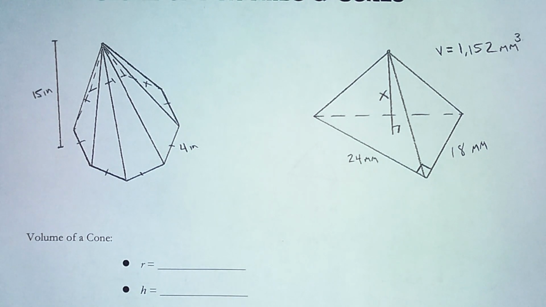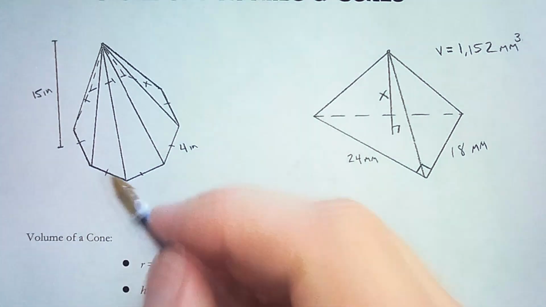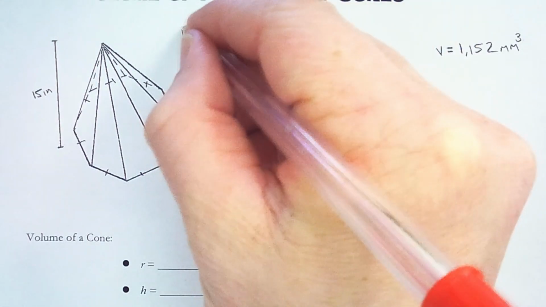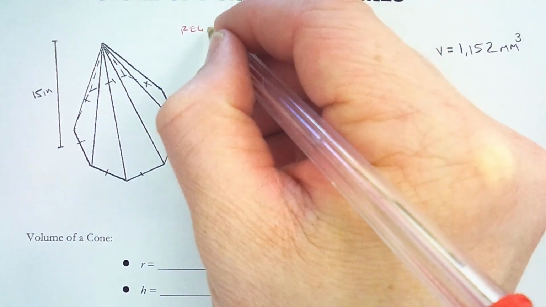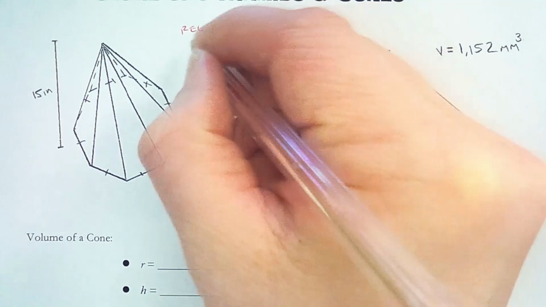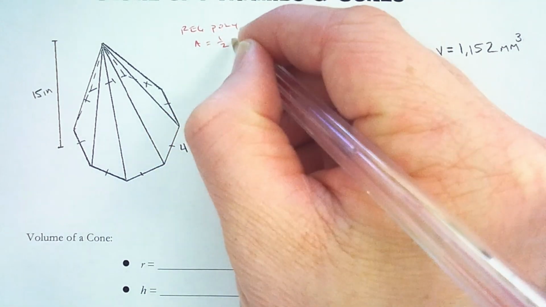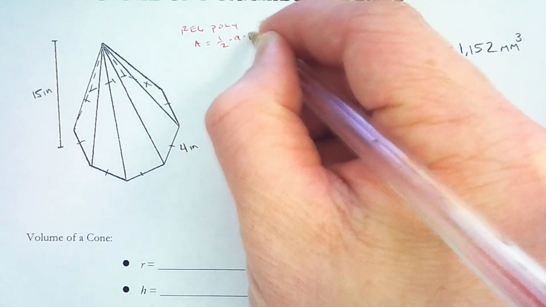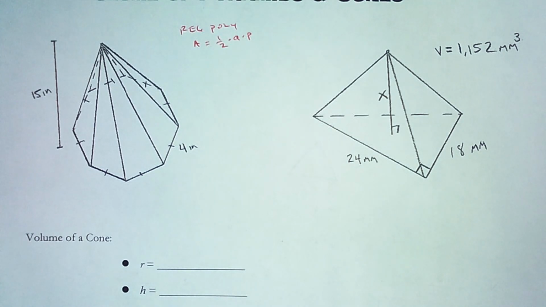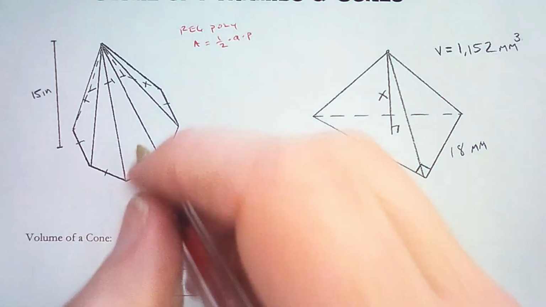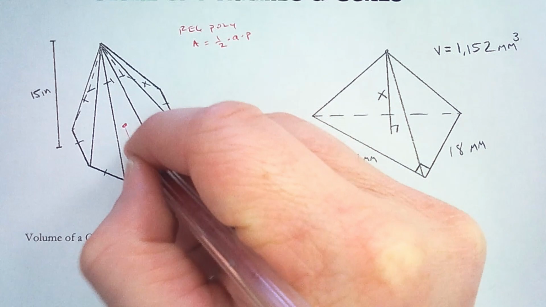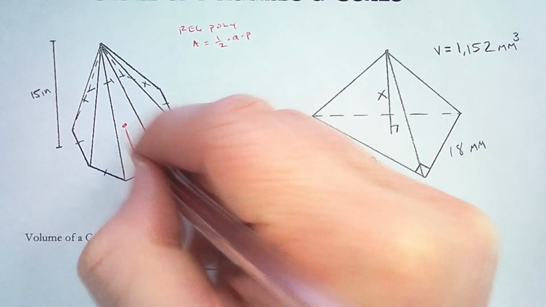Our next pyramid has a base that is an octagon. So we've got an octagonal pyramid. The octagon is a regular octagon, and for a regular polygon, the area is 1/2 times the apothem times the perimeter. Okay, so to get the apothem, that would be this right here.